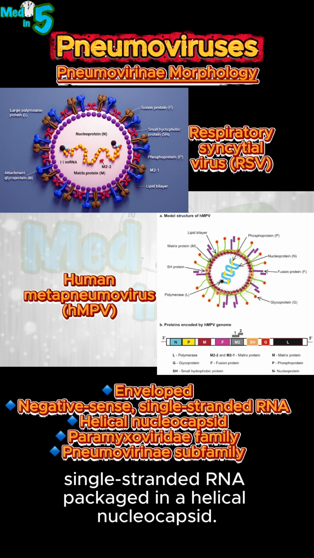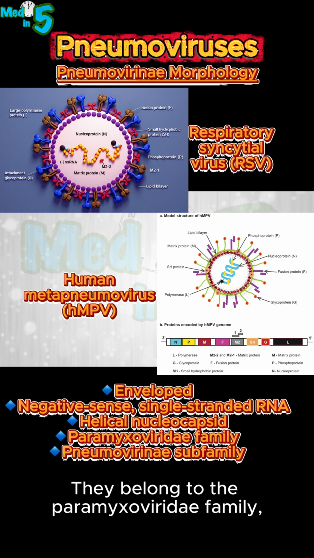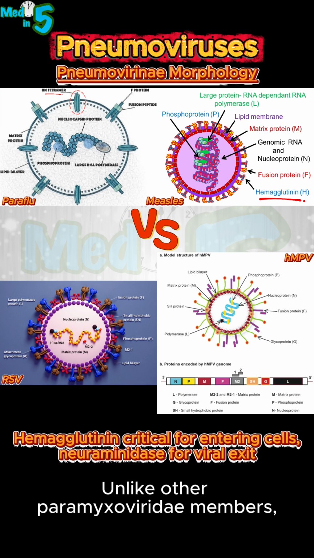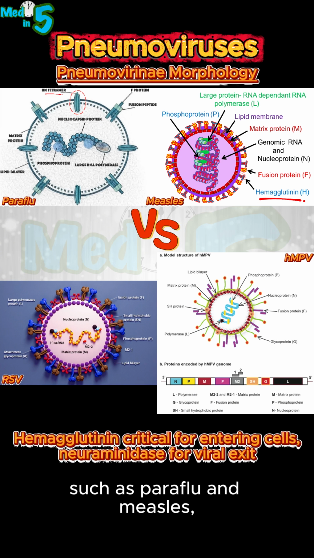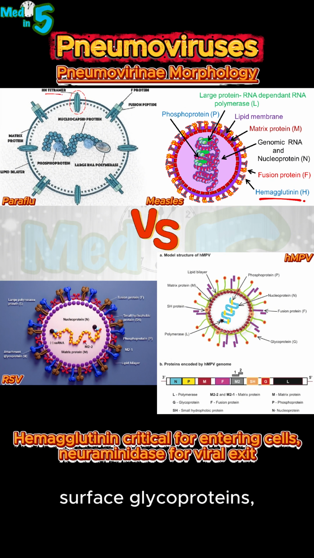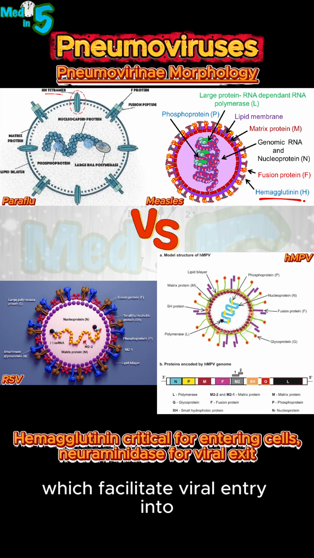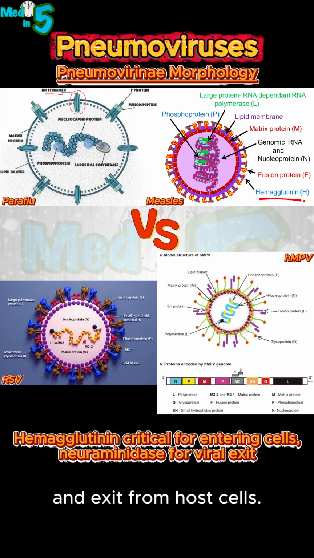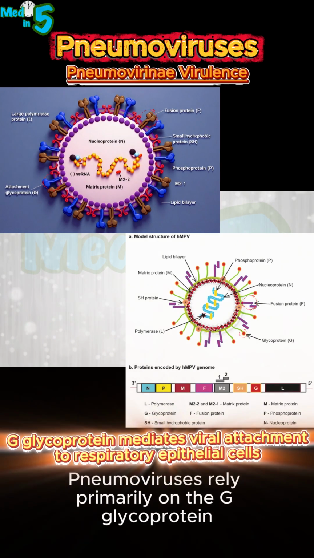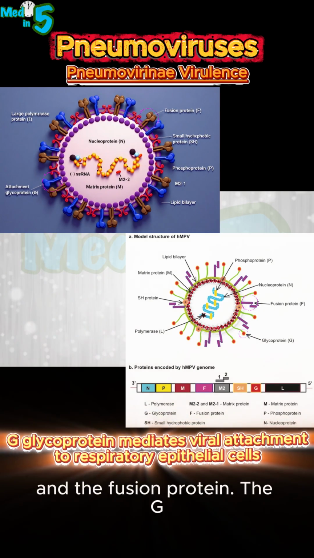a helical nucleocapsid. They belong to the Paramyxoviridae family, Pneumovirinae subfamily. Unlike other Paramyxoviridae members, such as paraflu and measles, pneumoviruses lack hemagglutinin and neuraminidase surface glycoproteins, which facilitate viral entry into and exit from host cells. Pneumoviruses rely primarily on the G-glycoprotein and the fusion protein.